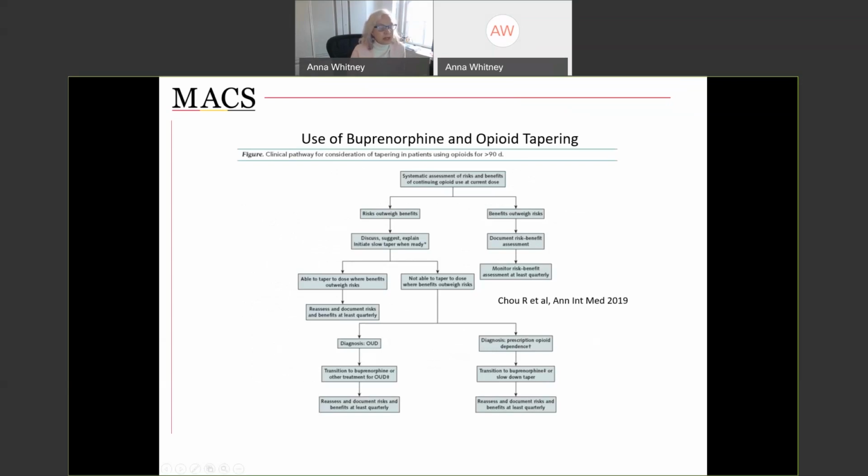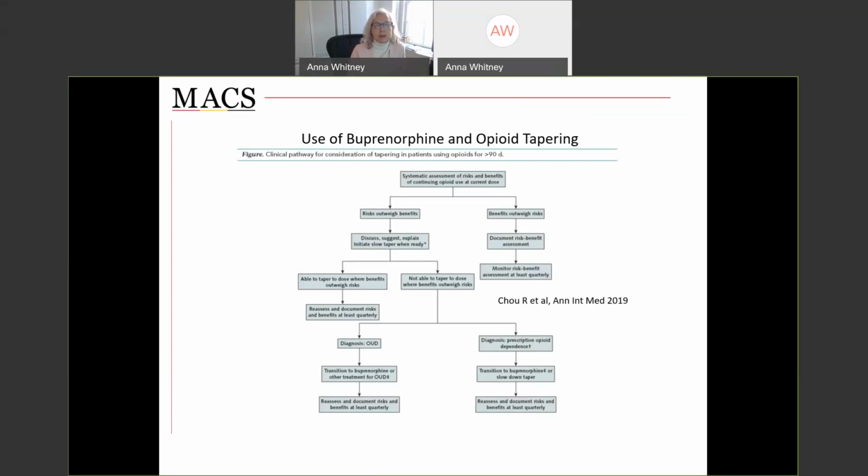So buprenorphine has really taken on a potentially more central role, not only in opiate use disorder, where it's become standard of care, but also now when we're thinking about how to help patients who are really struggling with their taper.